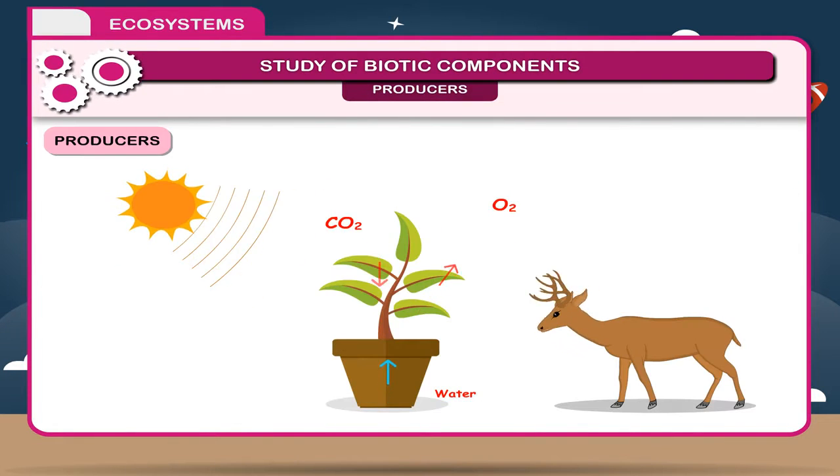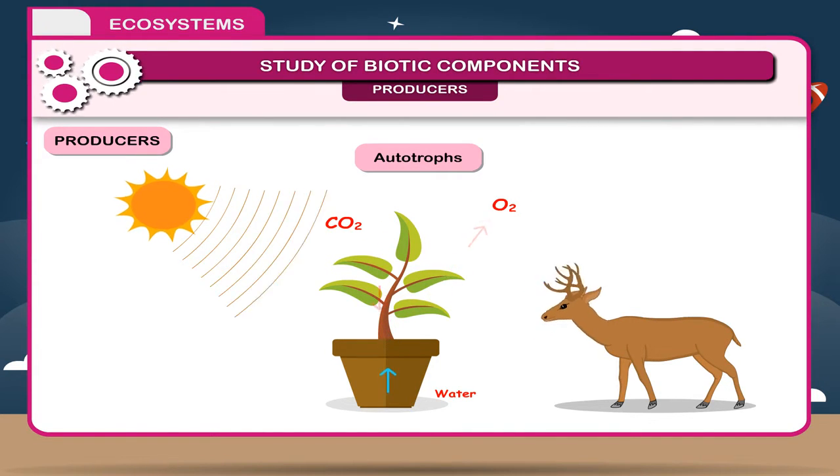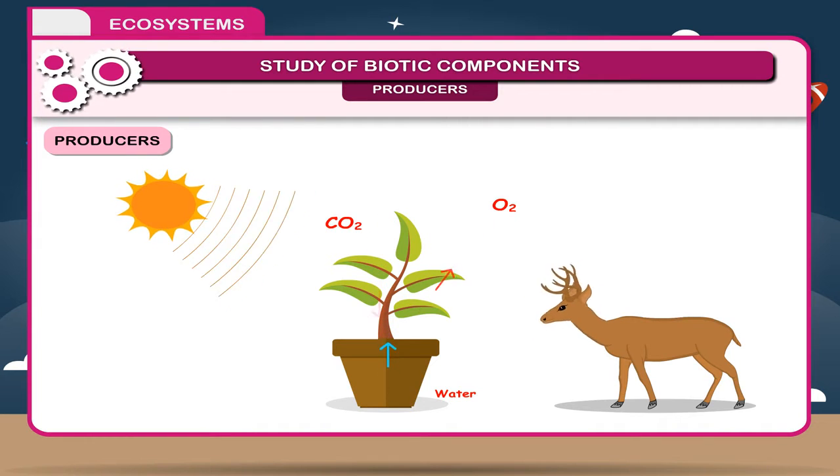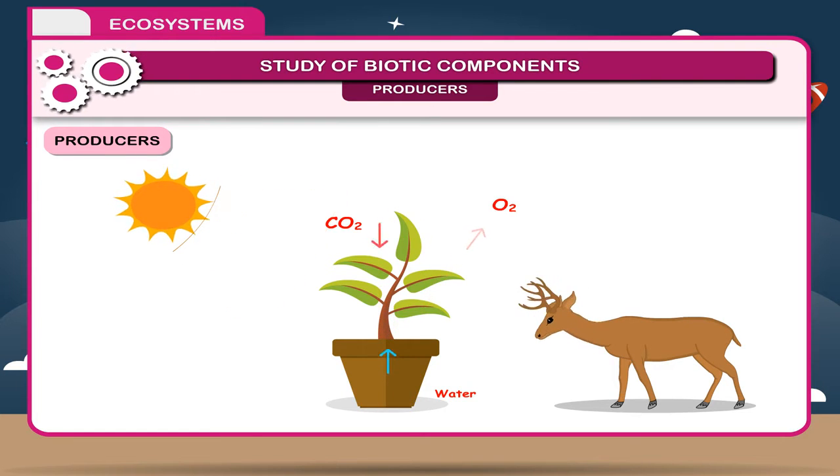Producers. Plants are the only producers in this ecosystem. They are also called autotrophs. All living organisms that manufacture their own food in the presence of sunlight are autotrophs, and only plants can do so. They make their food by the process of photosynthesis using sun as an energy source.